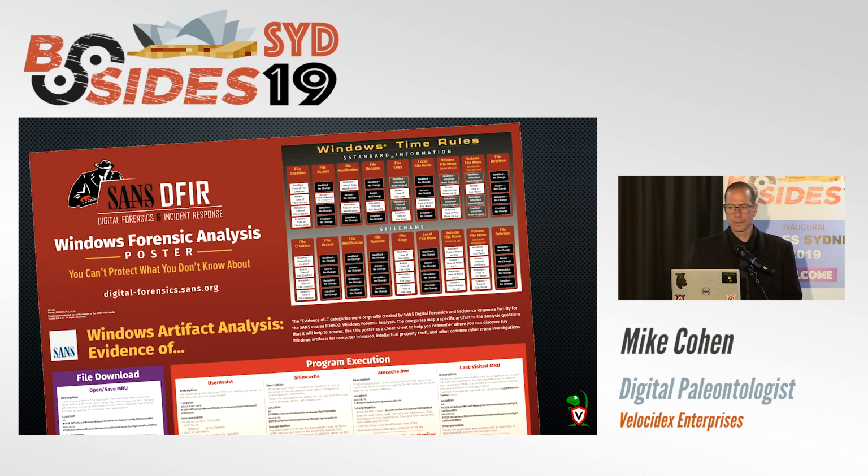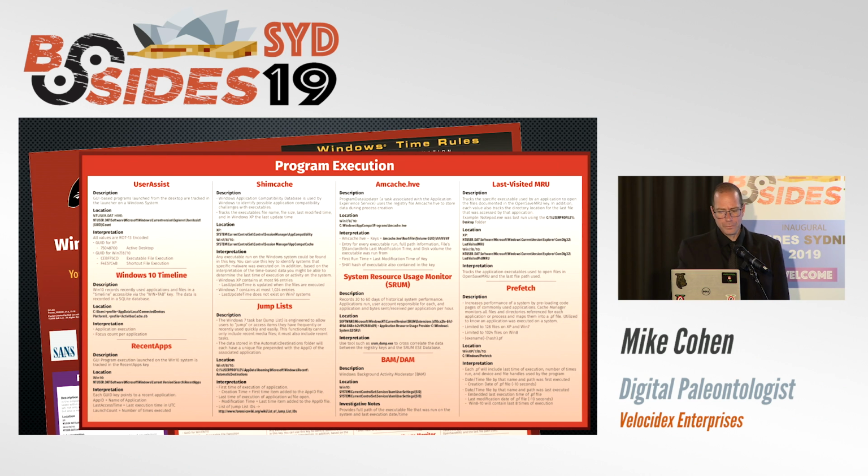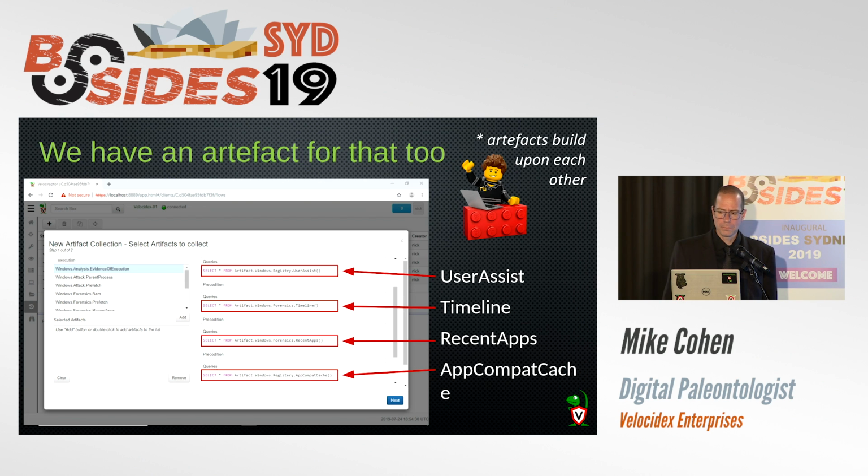The SANS DFIR poster has a lot of examples of these artifacts that you can look for to find evidence of. These are the forensic artifacts, and there's a big list of them: user assist, shim cache, and so on. What we try to do is write Velociraptor artifacts to automate all of these things, so we don't necessarily have to know where to look, but we can present them all in the same artifact.